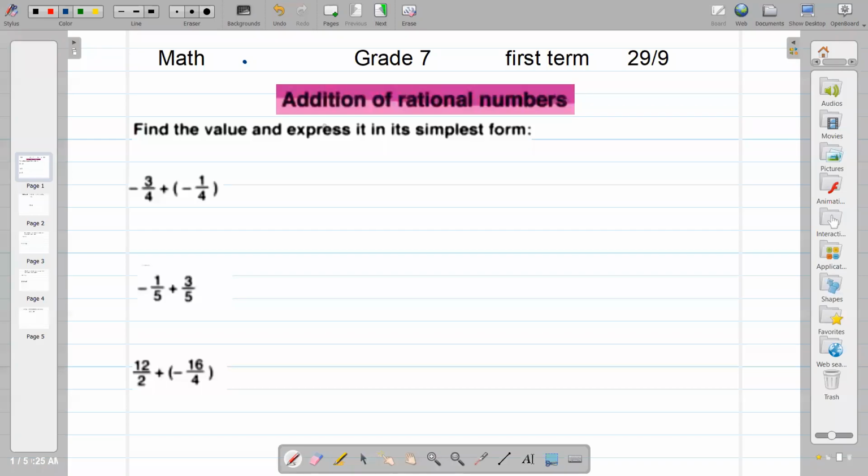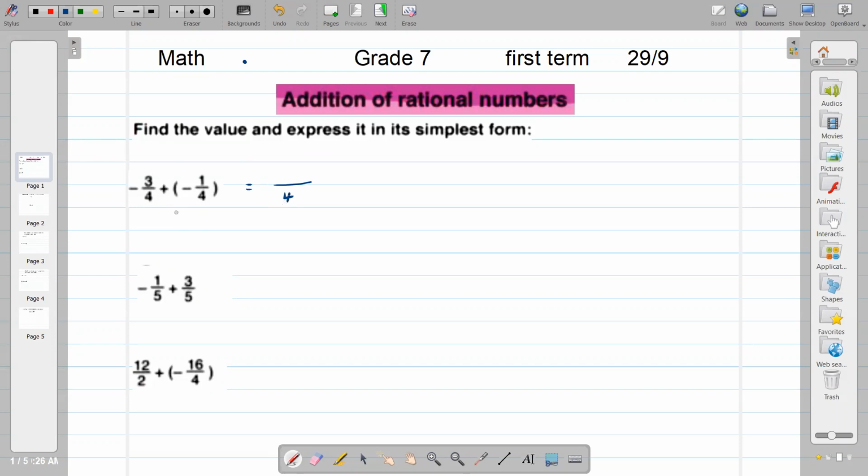Okay, so adding rational numbers. Find the value and express it in the simplest form. If the denominator is the same, no problem. You put the denominator, okay?